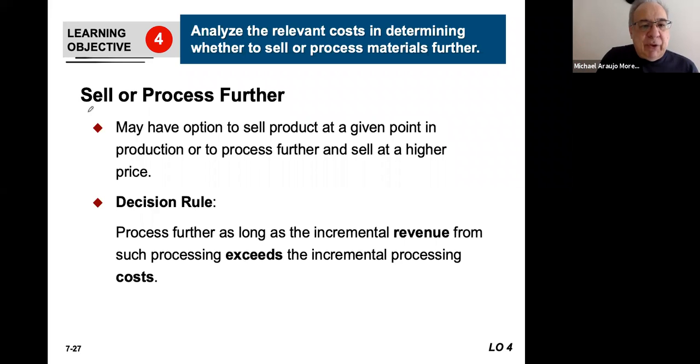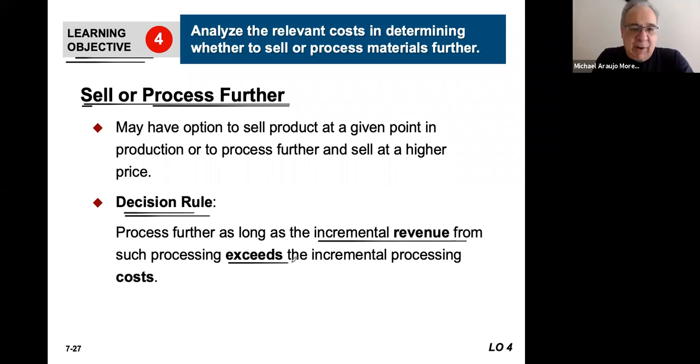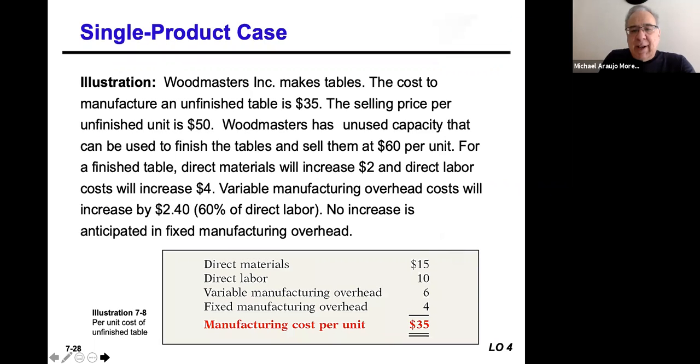So that's basically what this sell or process further issue is about for products that can be sold at a certain point, and the manufacturer has the option of processing further to actually do something different with it. So in essence, we have this decision rule. We look at the additional revenue. Any incremental revenue needs to exceed the incremental costs of processing things. There are two different products we're going to be looking at here. One is a single product model, and another is a dual product.